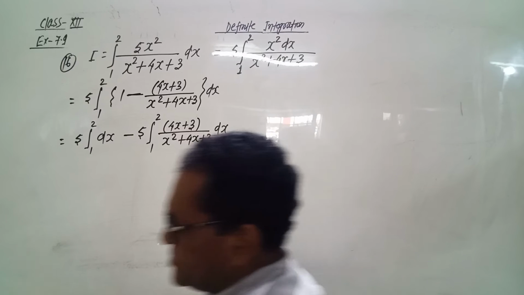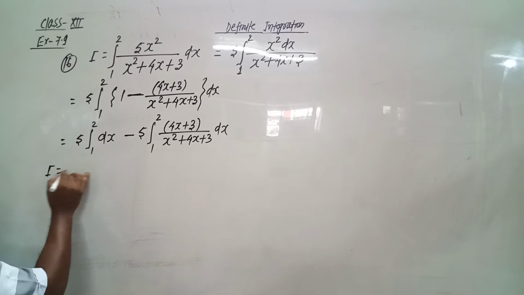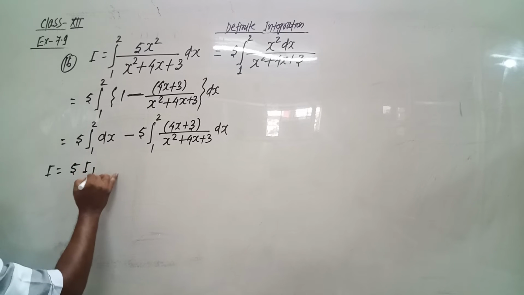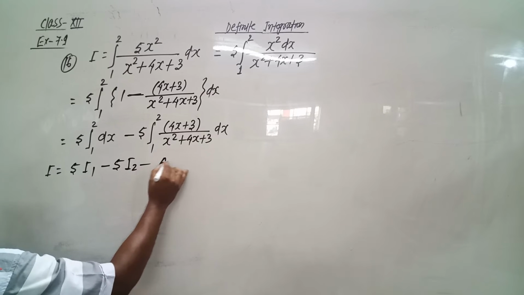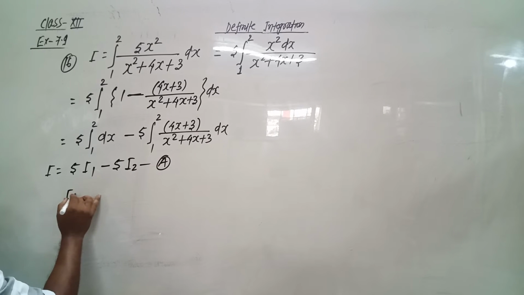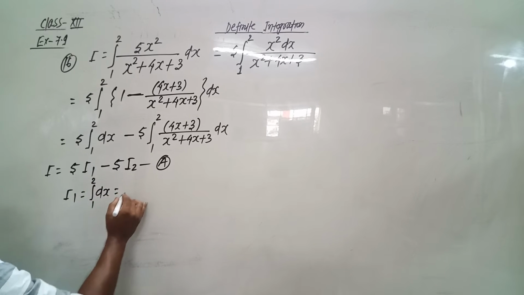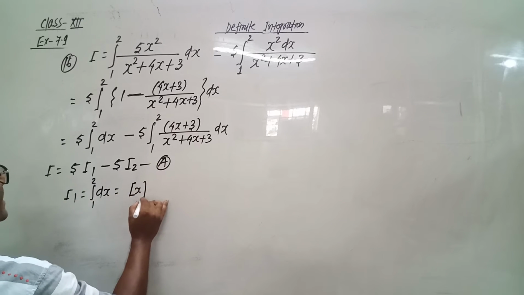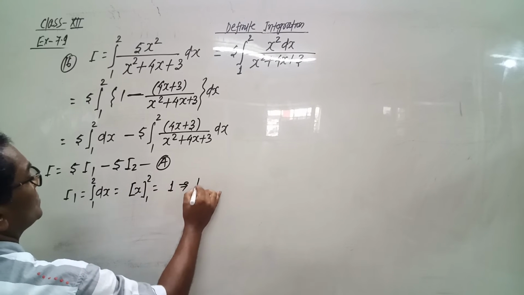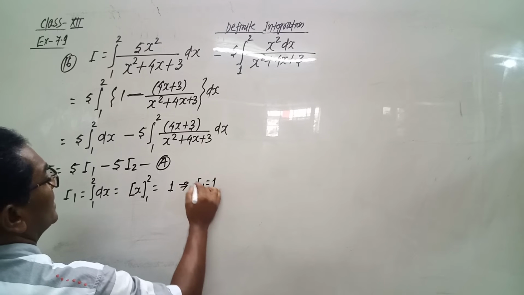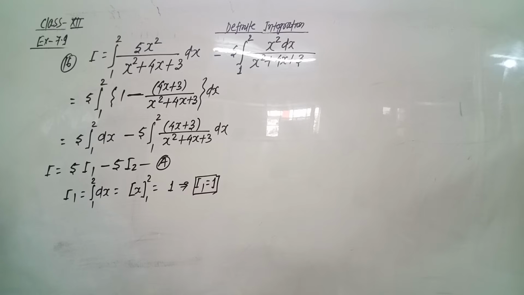So let I equals 5 I1 minus 5 I2 and name it equation number A. Then I1 equals integration 1 to 2 dx, and integration of dx is x, limit 1 to 2, we get 2 minus 1, 1. So the value of I1 is 1. Now we calculate I2.